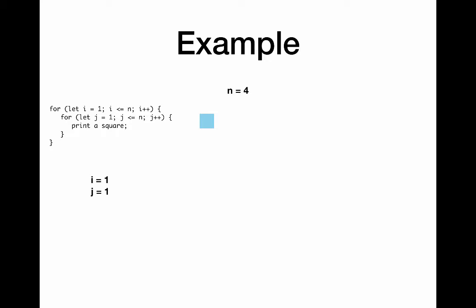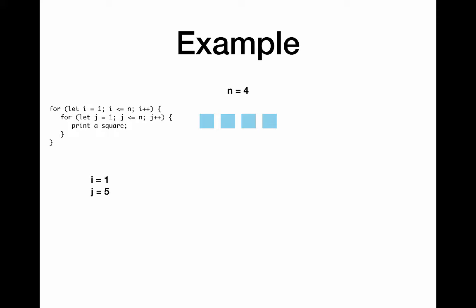In that case, we go into the inner loop and we say, okay, 1 is less than or equal to 4, so print a square. Now we go with J++, so J goes to 2. 2 is less than or equal to 4, so we print a second square. We J++ again to 3. 3 is less than or equal to 4. J++, 4 is less than or equal to 4. J++ until we get to 5. That finishes the execution of the inner loop.